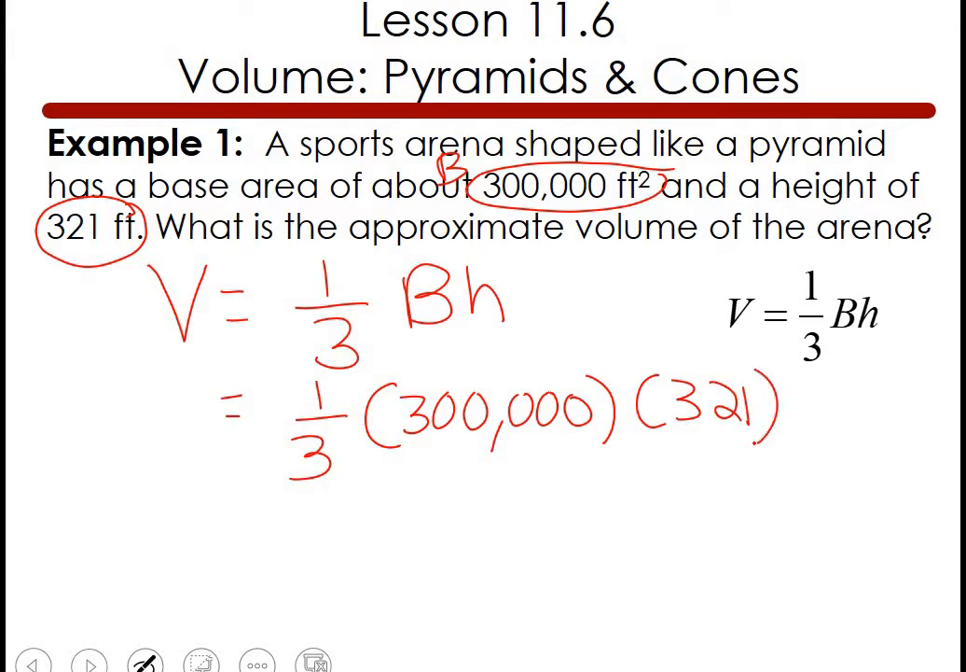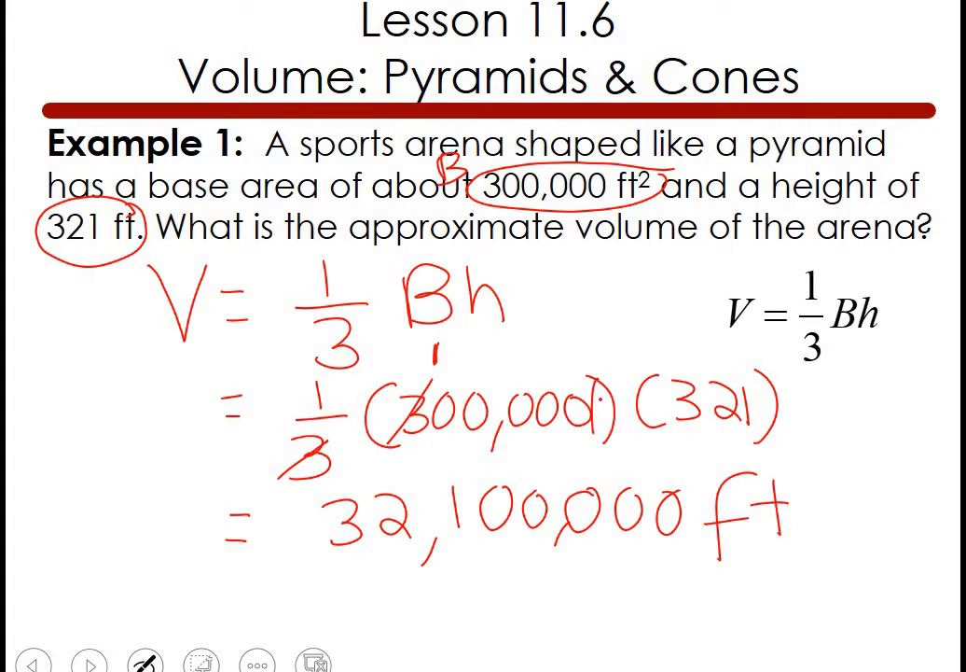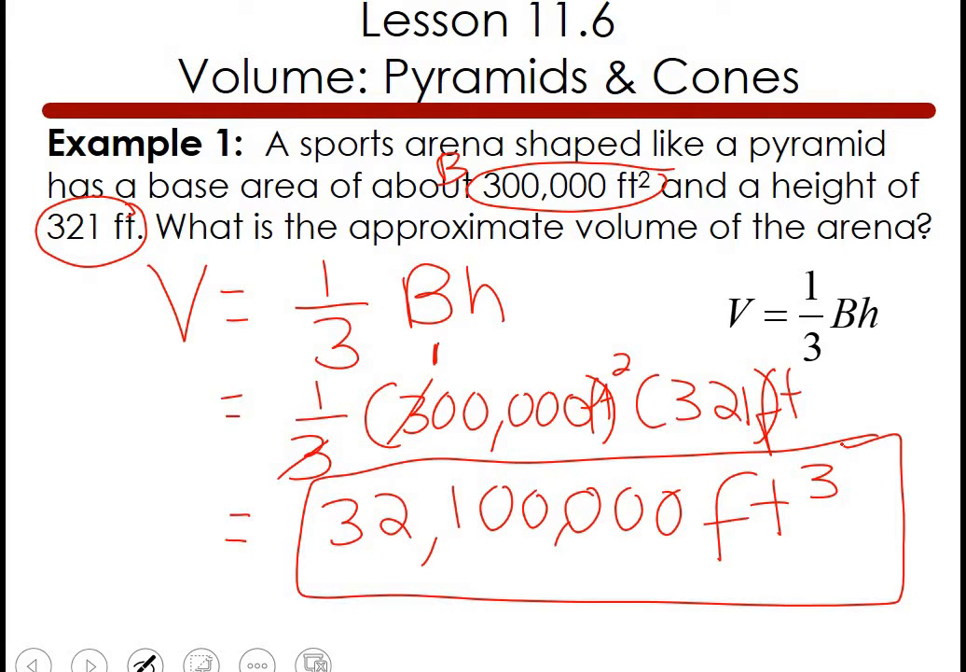So this is a nice easy question because they gave you the base. You didn't have to find the area of the base. Usually you will have to find the area of the base, it's not just going to be given to you. Once you multiply this out, you will get a really big number, 32,100,000. And again, it is volume because this was feet squared and this is feet. So feet squared times feet is feet cubed, because you're stuffing something inside something. So it is cubed, not squared.